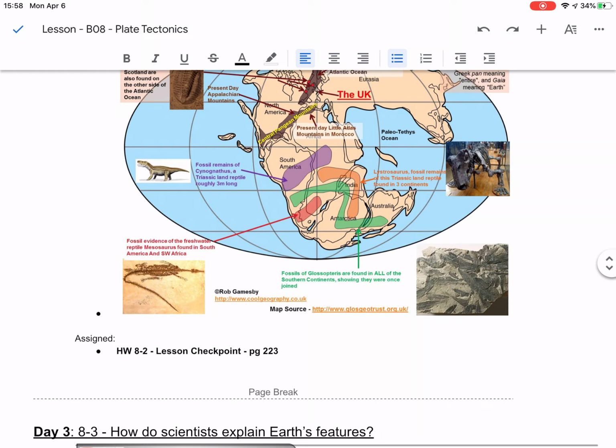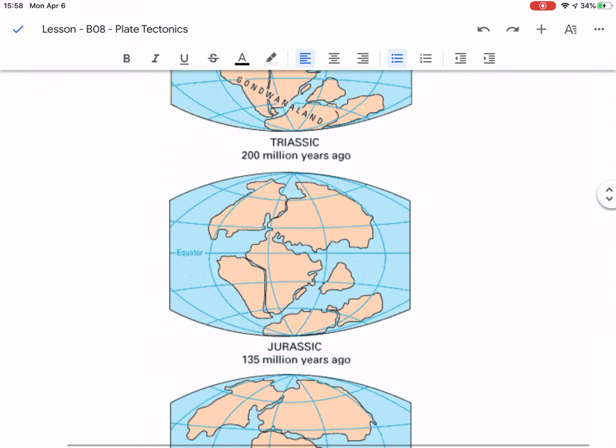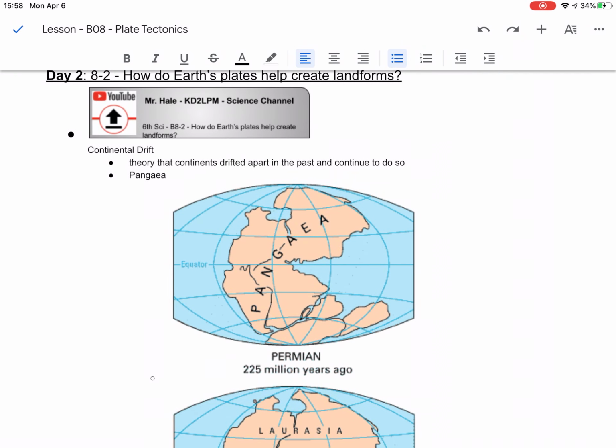So we have the evidence, we have the driving force, and we have the motion of the plates.